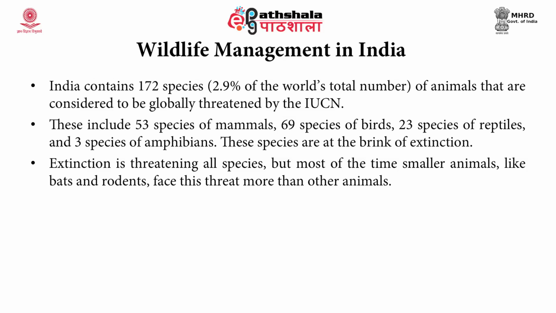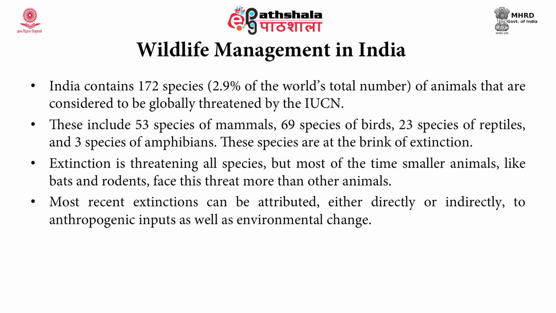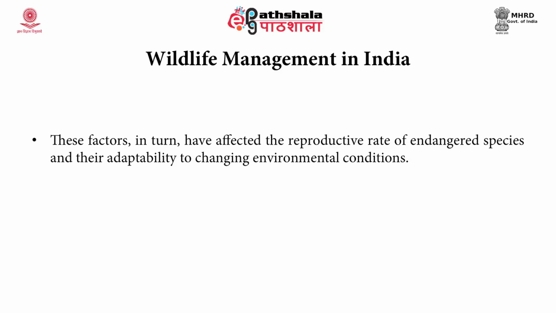The extinction is threatening almost all the species, but most of the time smaller animals such as bats and rodents face this threat more than other animals. Most recent extinctions can be attributed either directly or indirectly to anthropogenic inputs as well as environmental change. These factors in turn have affected the reproductive rate of endangered species and their adaptability to changing environmental conditions.